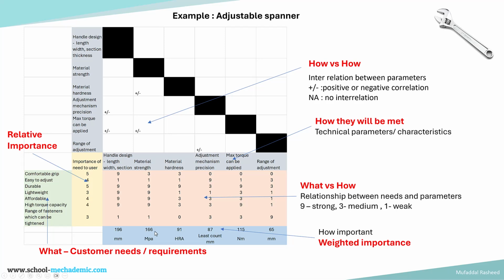And then the weighted importance of each of the engineering parameters. So we find out the weighted sum of these: 9 into 5 plus 4 into 1 plus 5 into 9 plus 3 into 9 plus 4 into 9 plus 4 into 9 plus 3 into 1 will give 196. So weighted importance, and that will give us a rating of the engineering parameter and tell us which engineering parameter is the most critical. And the bottommost one is the measurement units. So handle design, material strength is measured in megapascal, material hardness in HRA.